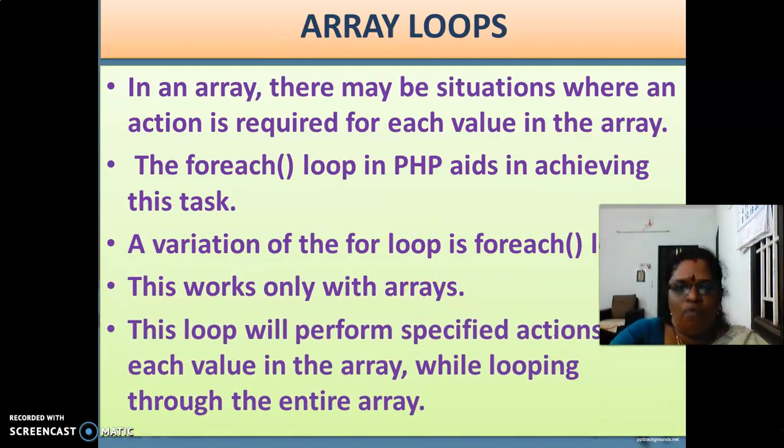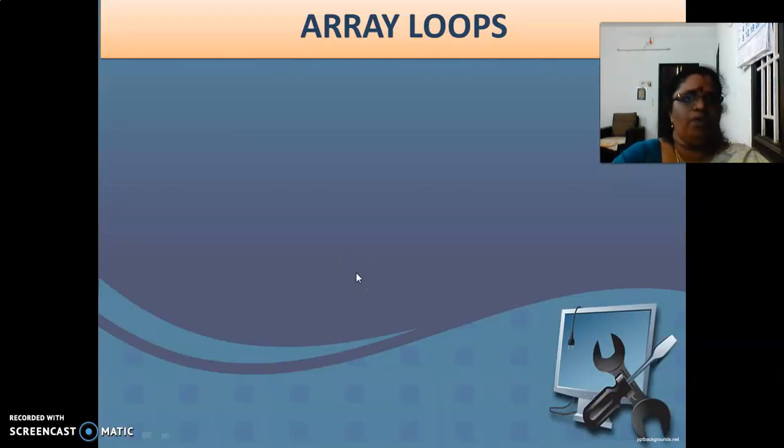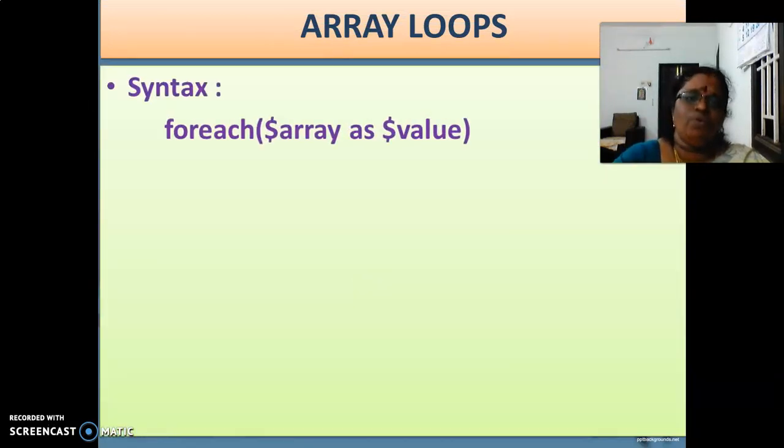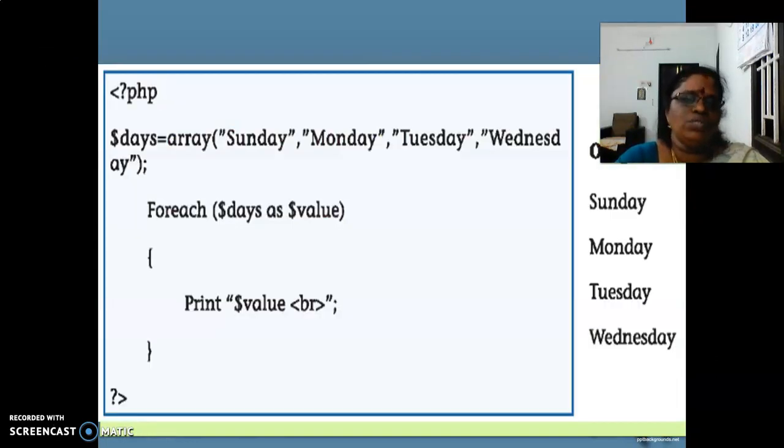This loop will perform specified actions for each value in the array while looping through the entire array. So this foreach loop will do the actions for all the values in the array. For all the elements in the array, the specified actions will be done while using this foreach loop. Okay. Syntax: foreach array as value. This is the syntax of the foreach and the sequence of codes.